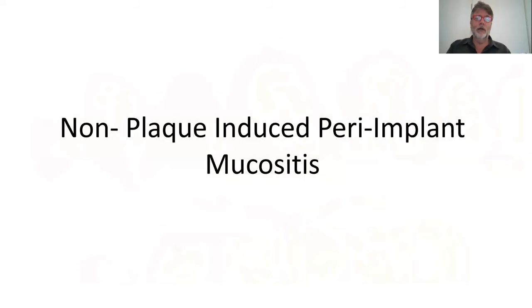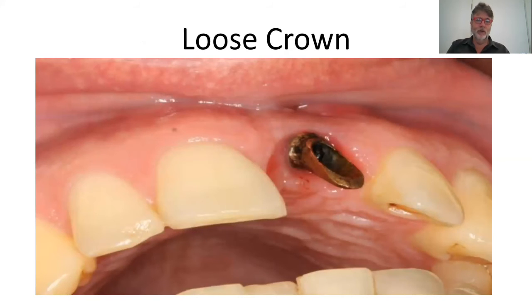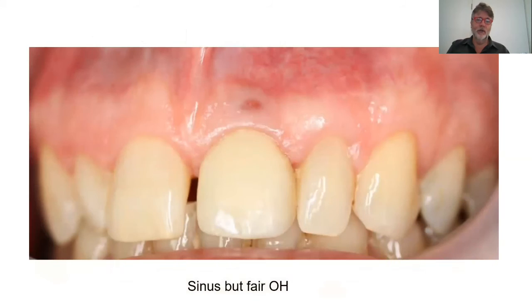So, non-plaque induced peri-mucositis. This is an example of marginal leakage. So there's no plaque here. We've got a very healthy mouth, so I can't see build-up of plaque. So why have we got this problem? Well, as I said earlier, this problem has arisen because we've either got a loose abutment or we've got a poorly fitting or loose crown. There's no plaque there. It's purely due to something being loose. It's marginal leakage. We took it off, we can see the results of marginal leakage.